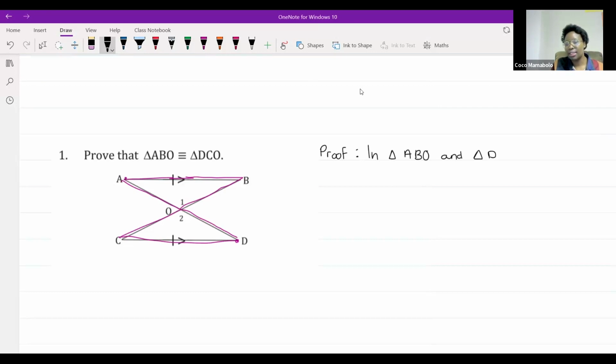triangle DCO, right? Narisha says, can we say opposite angles? What do you mean by opposite angles, Narisha? I'm not sure what you mean by opposite angles, my darling. I need you to elaborate for me. I need 3 reasons. Reason 1, reason 2, and reason 3. Only then can I say therefore. Okay, where do we start? Who's got a place for us to start?